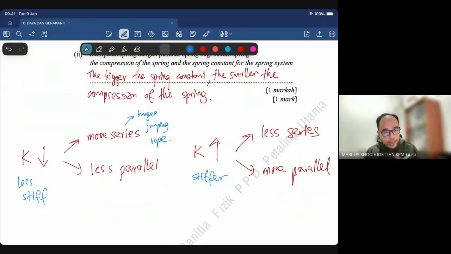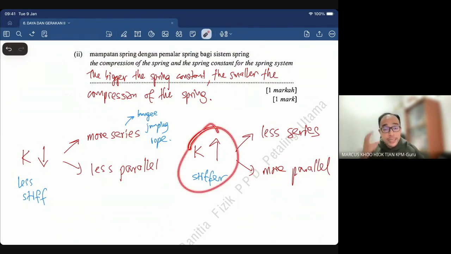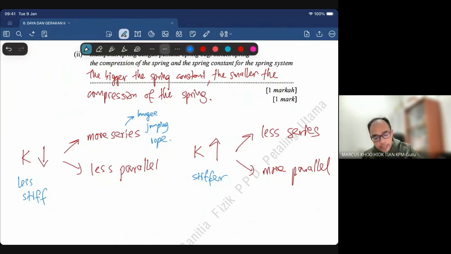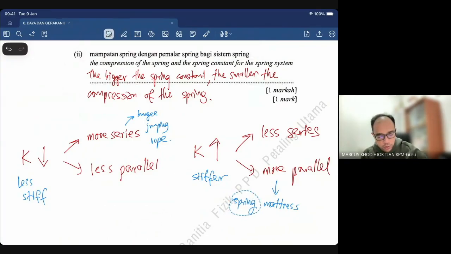On the flip side, if you want a stiffer spring system, have fewer springs in series or more in parallel. A very good example of more in parallel is a spring mattress. I'm very aware that spring mattresses are old technology, because I don't know who sleeps on them nowadays, but they are fun to bounce on.